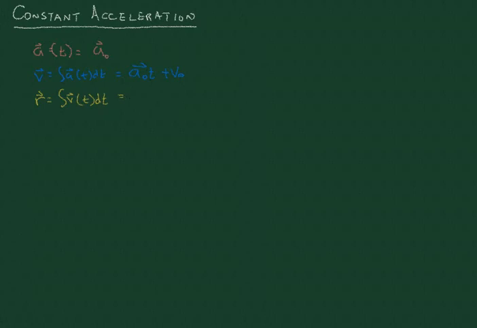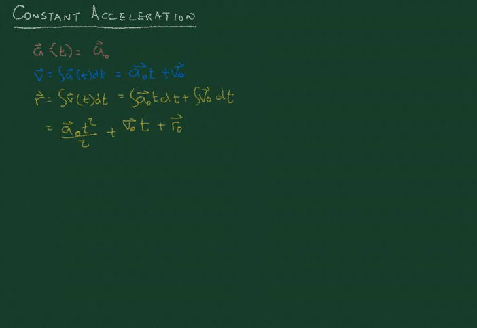so now we have, again, the acceleration is constant. The v0 term is constant, so we can pull those out of the integrals. So this becomes the integral of a0t dt plus the integral of v0 dt, which is just a0 t squared over 2 plus v0 t plus r0.